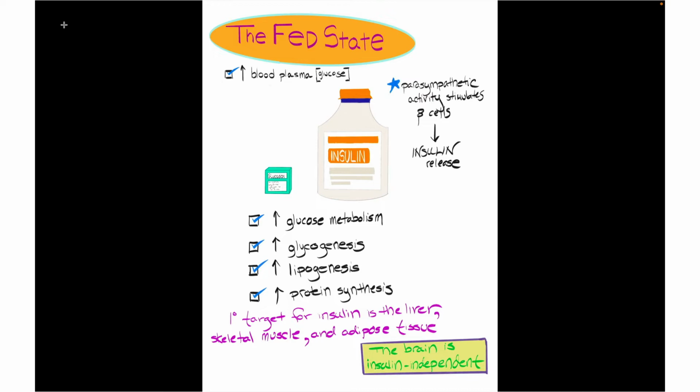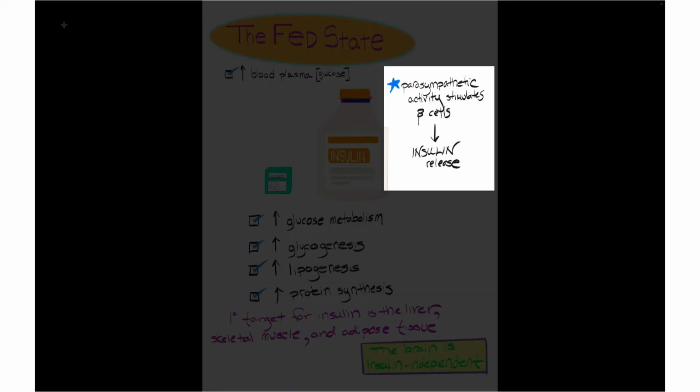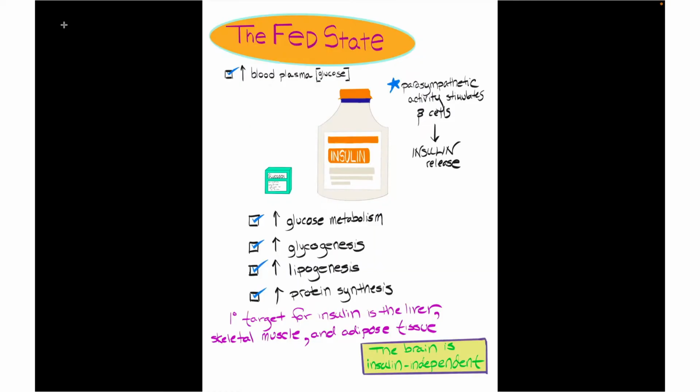During the fed state, parasympathetic activity is going to stimulate those beta cells to release insulin. And it's not only parasympathetic activity, it's going to be the increased blood glucose levels. So in tandem, elevated blood glucose levels and parasympathetic activity to the beta cells will stimulate the release of insulin. Insulin is going to facilitate glucose uptake by embedding those GLUT4 channels in the plasma membrane of those cells.